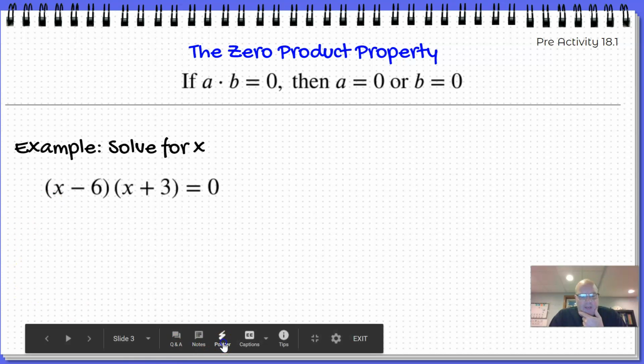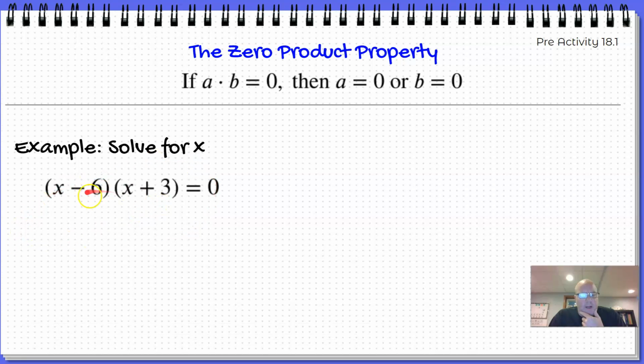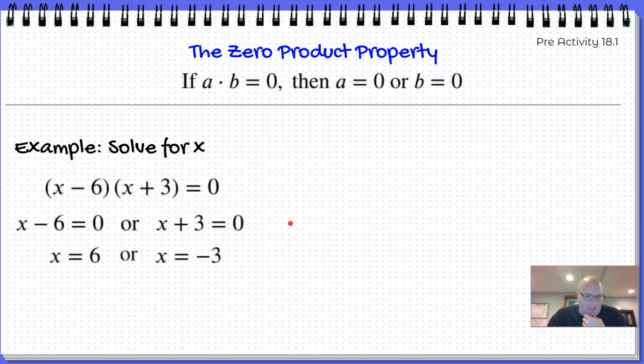So this is a quadratic equation. You might not recognize it as a quadratic the way it's written right now, but it is in factored form, so you probably should recognize it. I have x minus 6 times x plus 3 is equal to 0. And I want to know what are the values of x that make this equation true. Well, with the zero product property, it's very easy. I can simply say either x minus 6 must equal 0 or x plus 3 must equal 0. Therefore, my two solutions are x equals 6 and x equals negative 3. I just solve each of these equations for x.